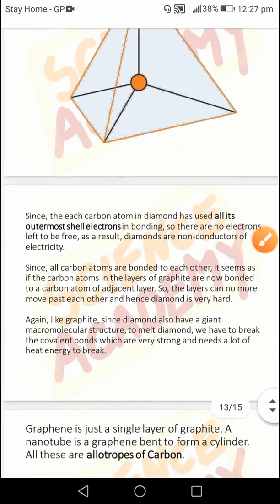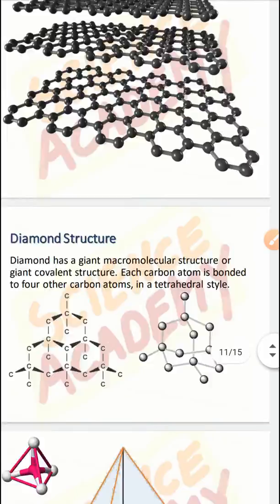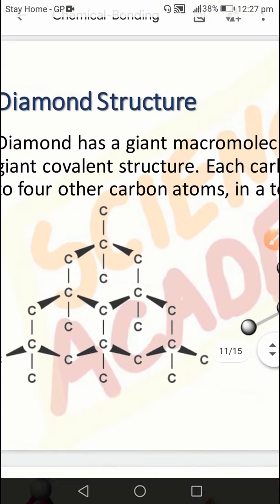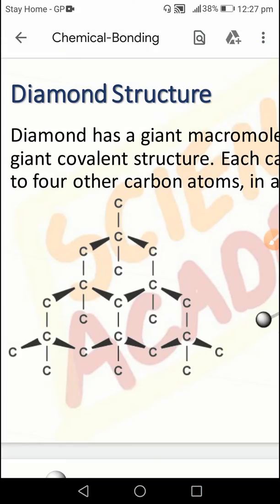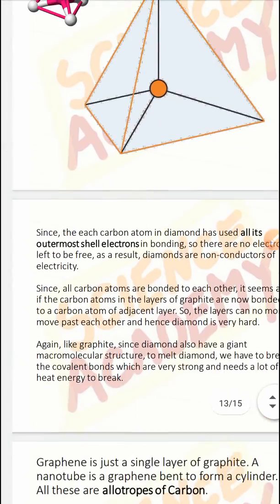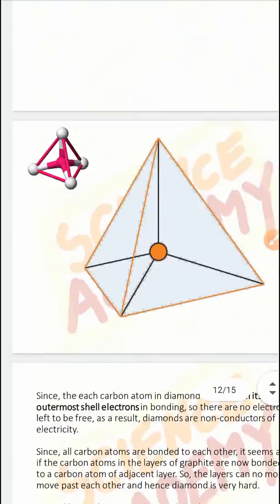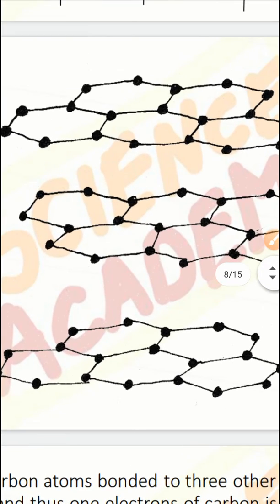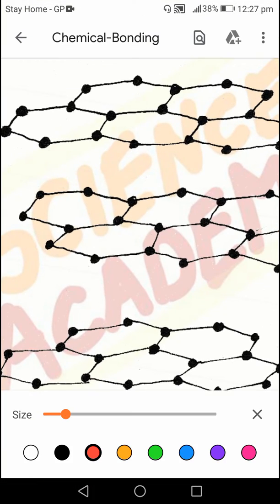All right, so in diamond, one single carbon atom forms bonds with 4 other carbon atoms, forming a tetrahedral structure. And you can imagine it as if, let me go to the structure of graphite, you can imagine it in this way, as if the layers of the carbon atoms in the layers of graphite are now interconnected. Okay, you can imagine it in this manner.